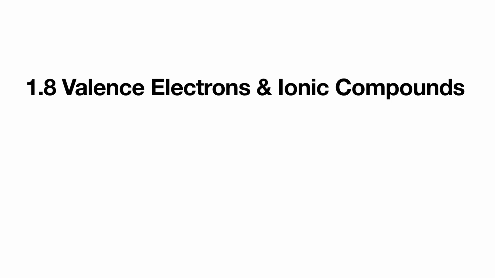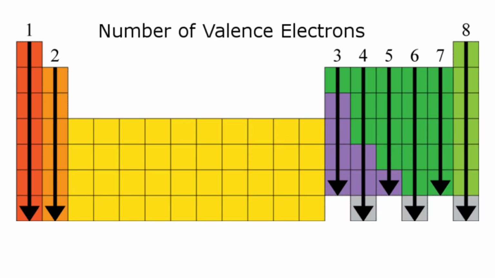This is topic 1.8, valence electrons and ionic compounds. This should be a good review of what we've already done. We've talked about a lot of the things, so it's going to be a fairly short discussion here.